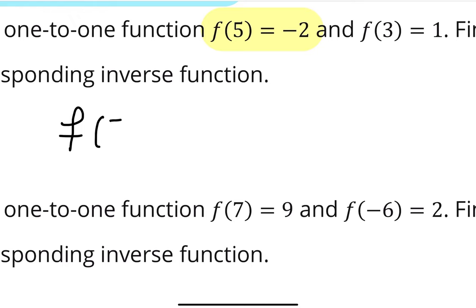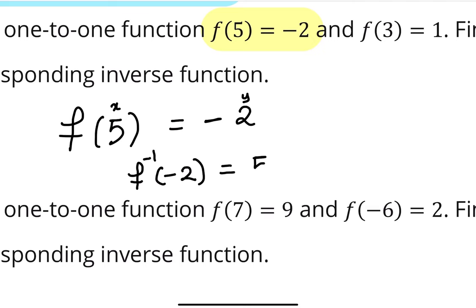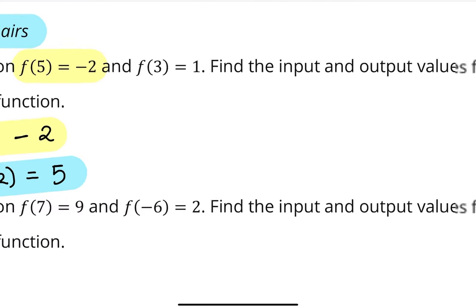f of 5 is equal to -2. They're asking us to write the corresponding inverse. That means this is my x and this is my y. My y becomes my x and my x becomes my y. So how do I write it? f inverse of -2 is 5. So if you look closely here, f of 5 is -2. Going backward, f inverse of -2 is 5. Okay, let's try the next one.